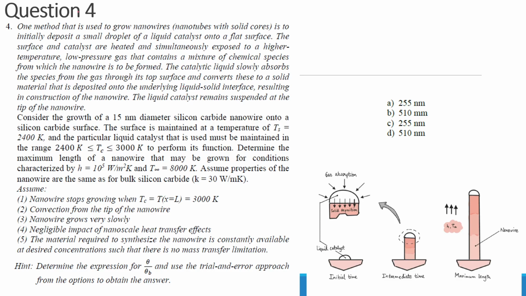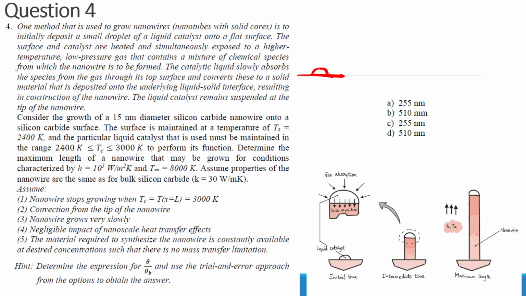So the question is, one method that is used to grow nanowires, that is nanotubes with solid cores, is to initially deposit a small droplet of liquid catalyst onto a flat surface. So as shown in the figure, I will also show it over here. So let us consider this is our surface. So we initially deposit a small droplet of liquid catalyst.